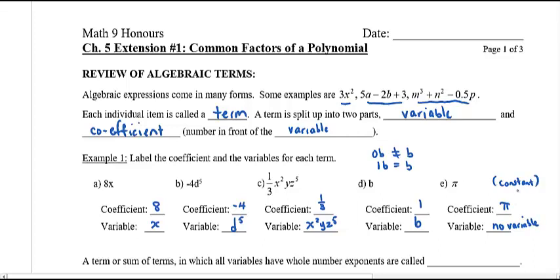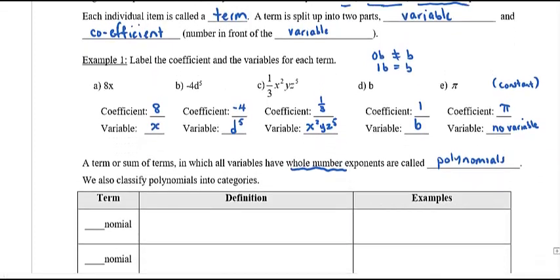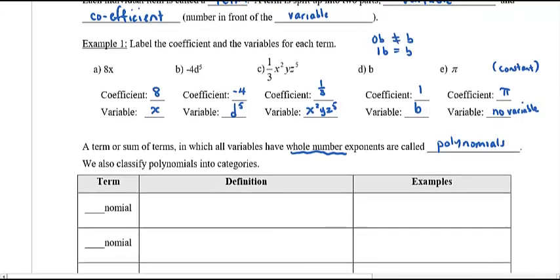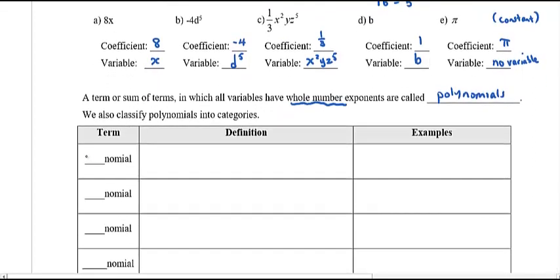So a term, or sum of terms, in which all the variables have whole number exponents are called polynomials. The key thing is whole number exponents. None of that fractional stuff that we were dealing with in chapter 2, extension activities. Now, we can also classify polynomials in categories. There's something called a monomial. Monomial, of course, means there is only one term.